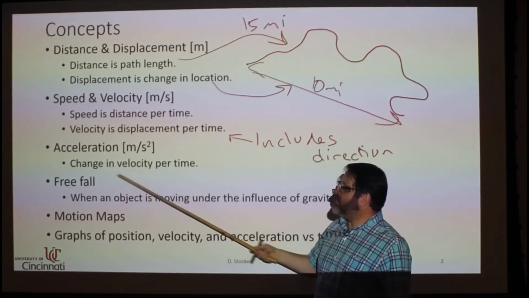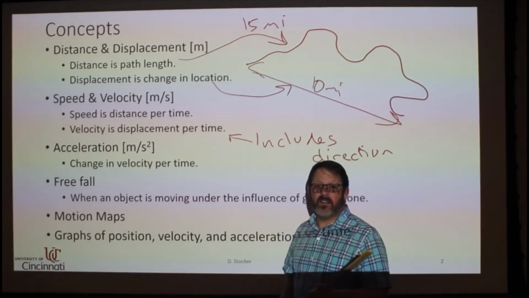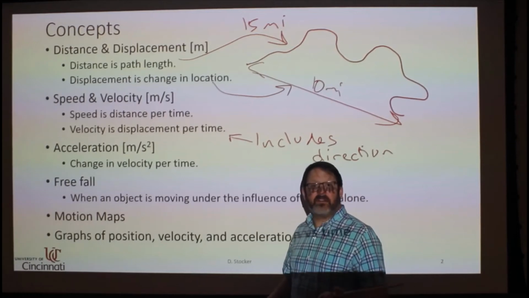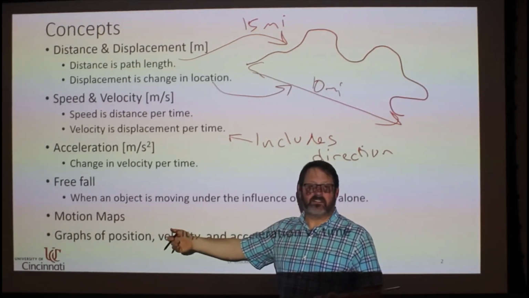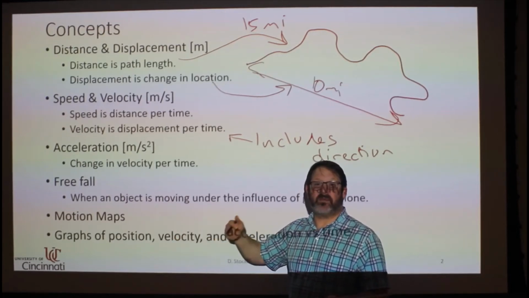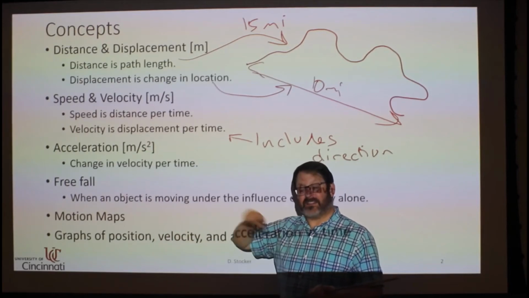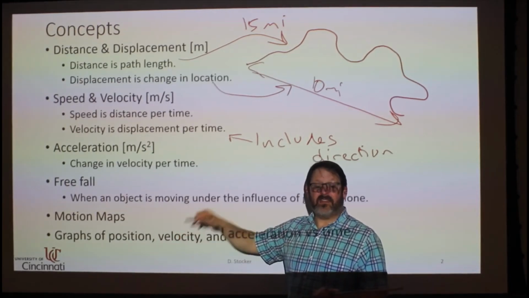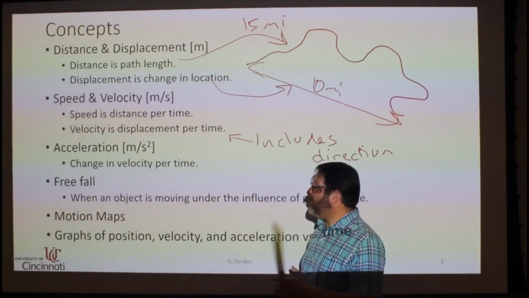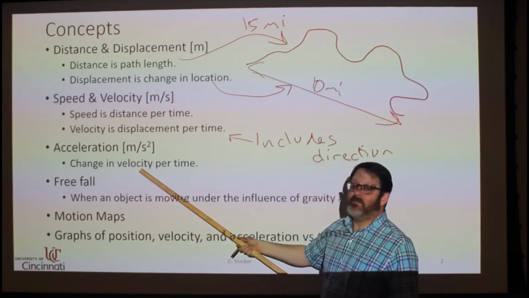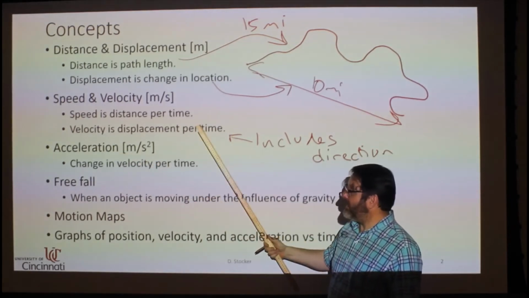Acceleration is your change in velocity over time. You think of acceleration as in your car, you put the pedal down and you go from 0 to 60 in 7 seconds. So what you're talking about is going from 0 miles per hour to 60 miles per hour. That's a change in speed in 7 seconds. So change in speed over a time. Change in velocity per time is acceleration. So that's how those are related.